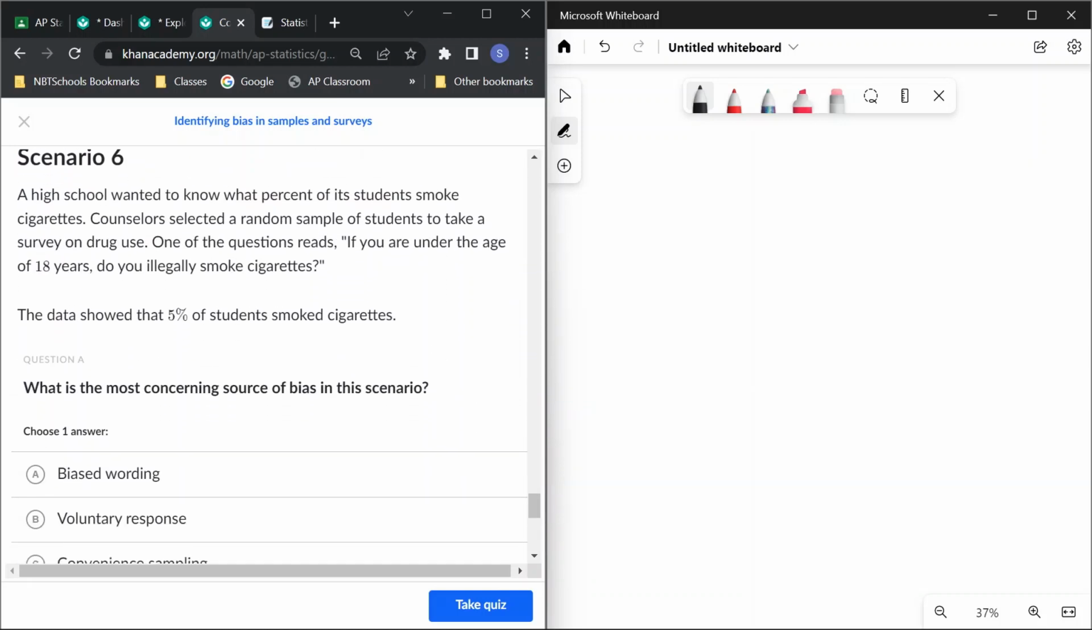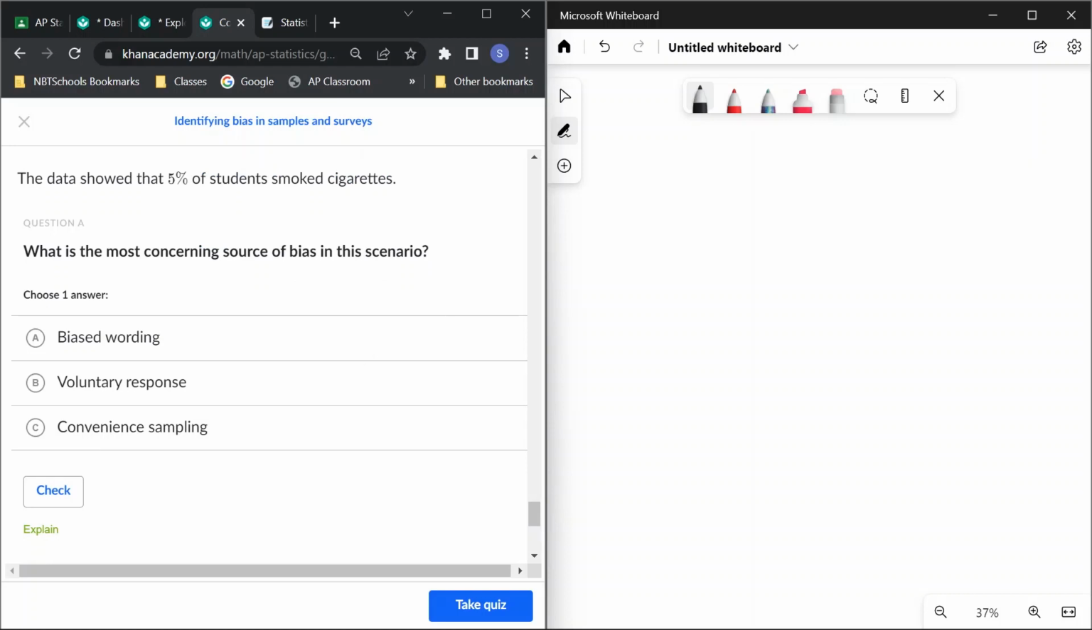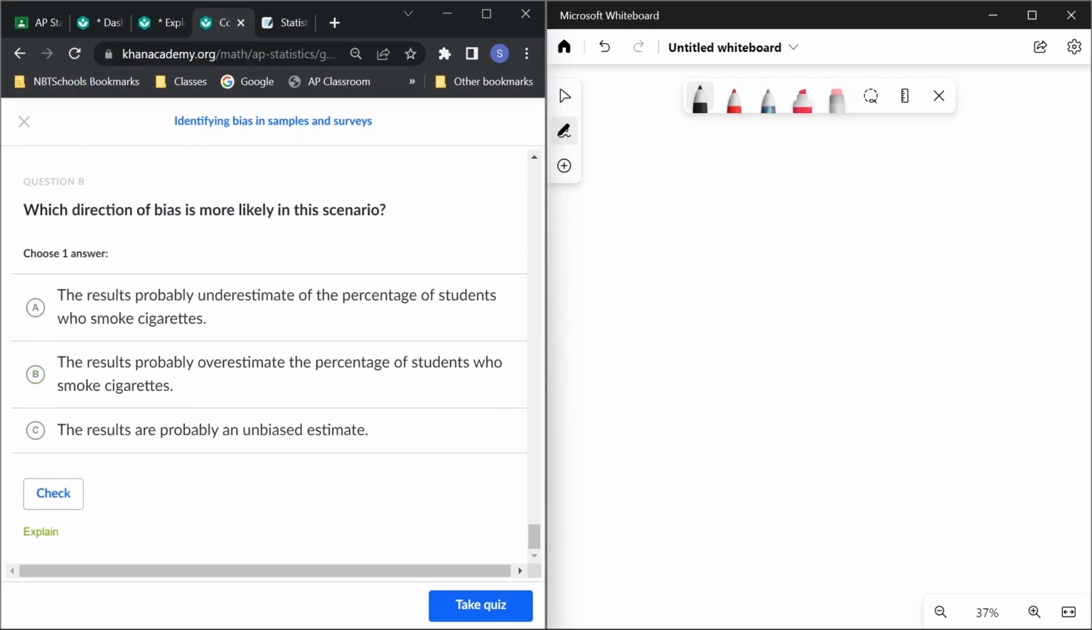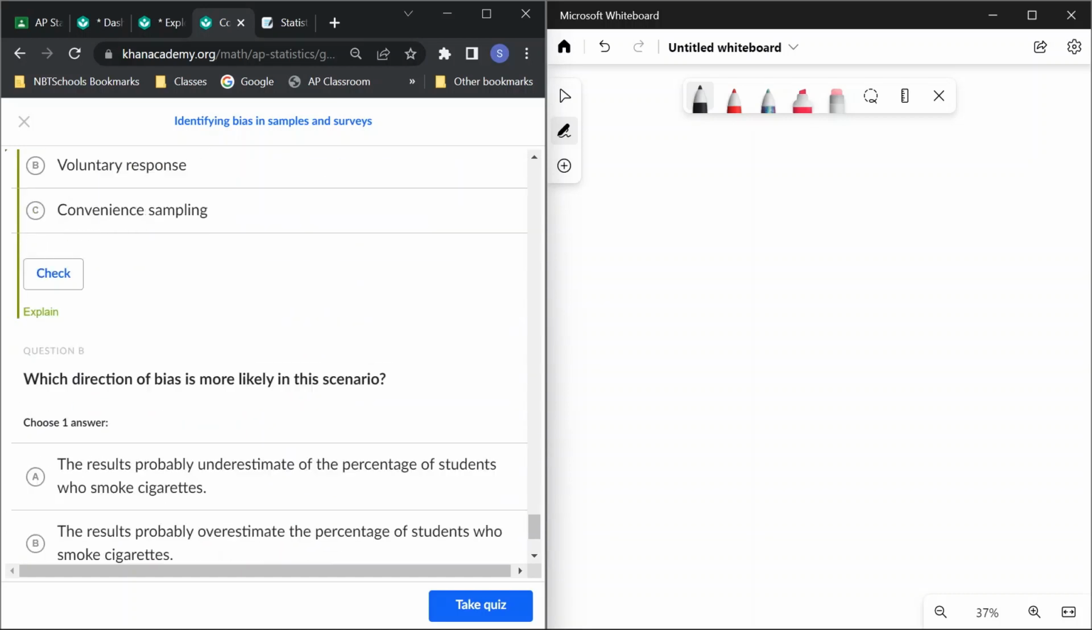Okay, a high school scenario. High school wanted to know what percent of its students smoke cigarettes. Counselors select a random sample of students to take a survey on drug use. One of the questions: if you're under the age of 18 years, do you illegally smoke? This is bias wording. What were the results? Underestimate.